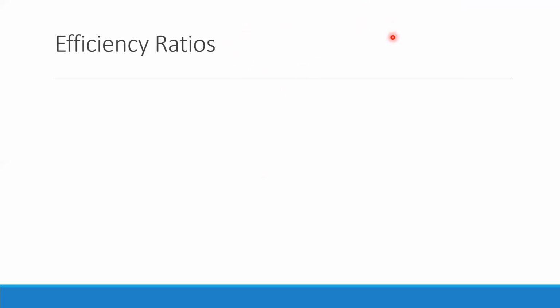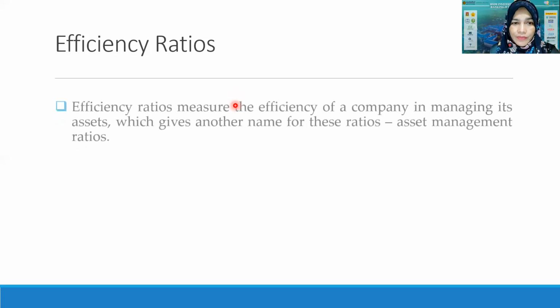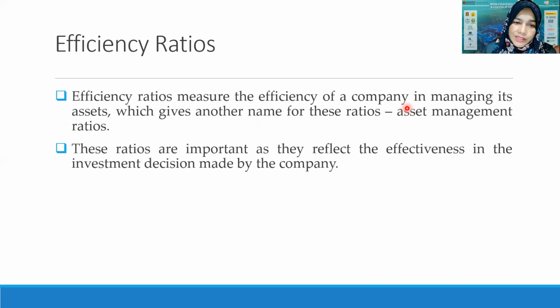Okay. All right. So this is another category of ratio, which is known as efficiency ratio. The efficiency ratio, as the name implies, measures the efficiency of the company in managing its assets, which gives another name for this ratio, which is asset management ratio. This ratio is important as it reflects the effectiveness of the investment decisions made by the company.